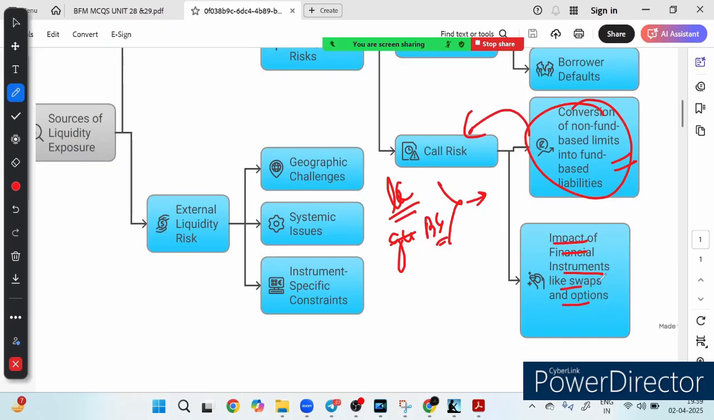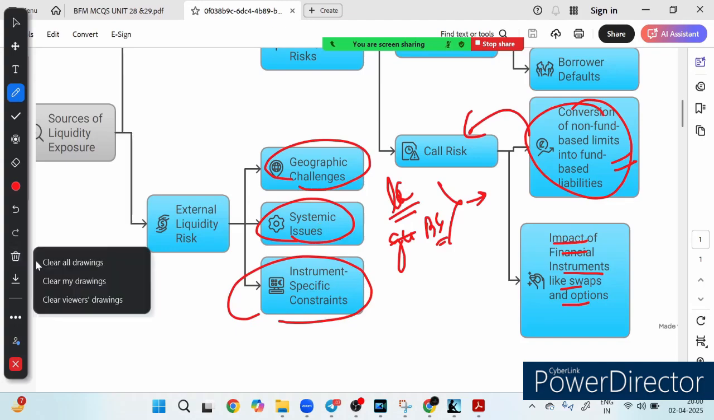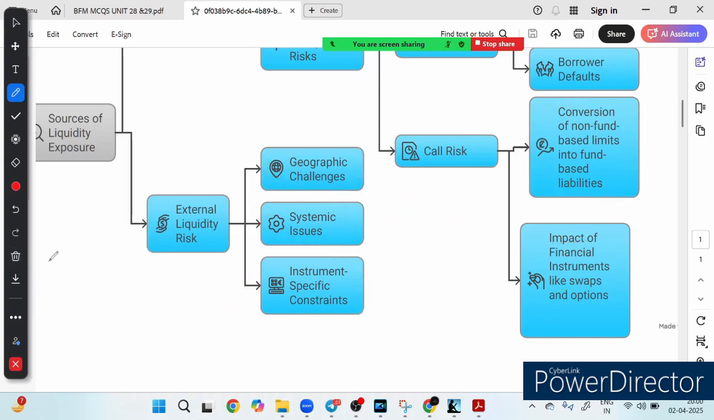So to summarize, managing liquidity risk is about balancing internal and external challenges, right? In external challenges, we have geographical challenges, systemic issues, and instrument-specific constraints. Let me talk about systemic issues. What is the meaning of systemic issue? A broad financial or economic problem affecting multiple institutions. So to conclude, managing liquidity risk is about balancing both internal and external challenges, making sure that the bank can meet its obligations without running into trouble.